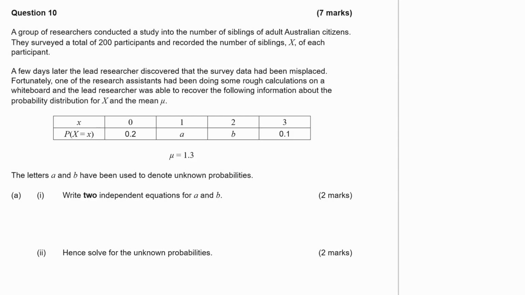A group of researchers conducted a study into the number of siblings of adult Australian citizens. They surveyed a total of 200 participants and recorded the number of siblings of each participant. A few days later, the lead researcher discovered that the survey data had been misplaced.